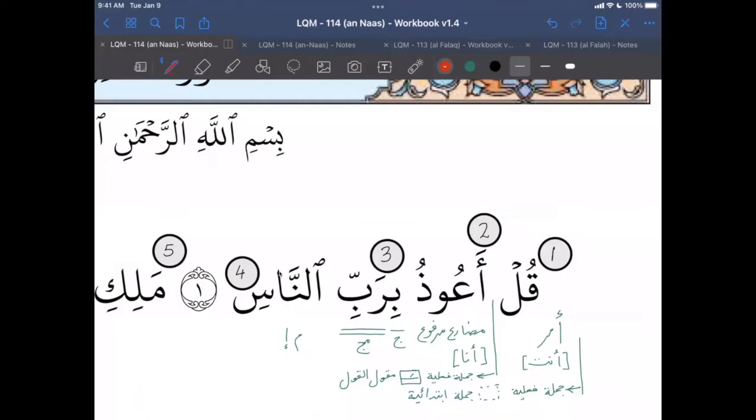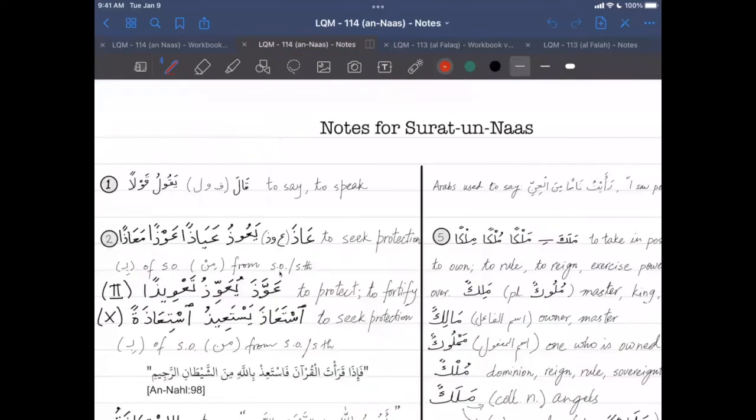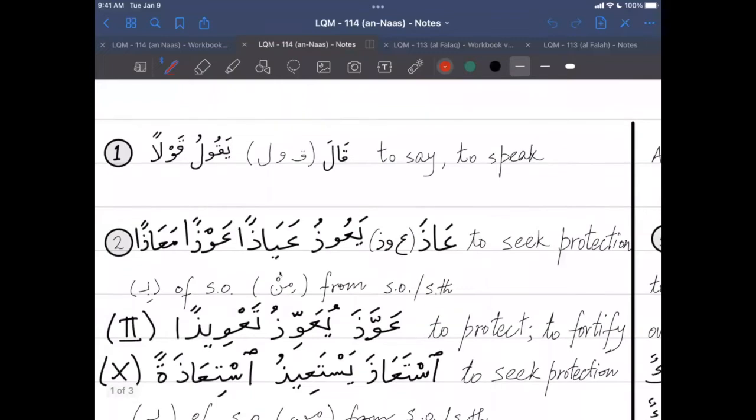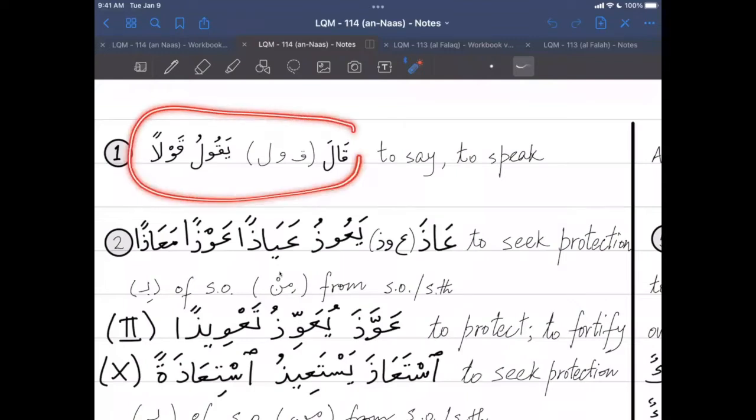Qul, as we know, comes from the verb qala yaqulu. I have these prepared notes, which, once I upload the notes, will be part of the PDF as well. So qala yaqulu is an ajwaf verb. Why is it an ajwaf verb? Because its ayn kalima is a weak letter, which in this case is a waw. So qaf, waw, lam, qala yaqulu, qawlan is the masdar. And the simplest meaning is to say, to speak.